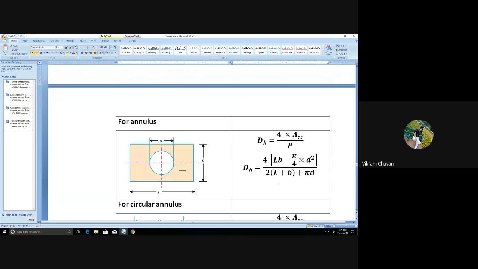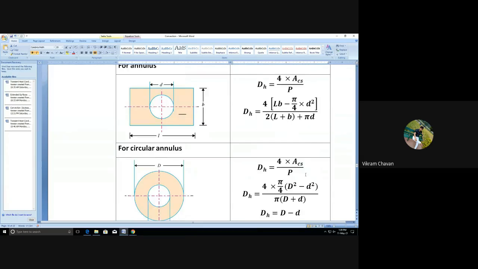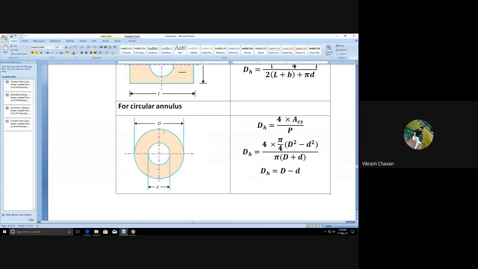So we will get the hydraulic diameter in the case of this annulus as 4 times L into B minus pi by 4 multiplied by d square, whole divided by 2 times L plus B plus pi d. And in the case of a circular annulus, the larger duct is circular, and the smaller duct is also circular.